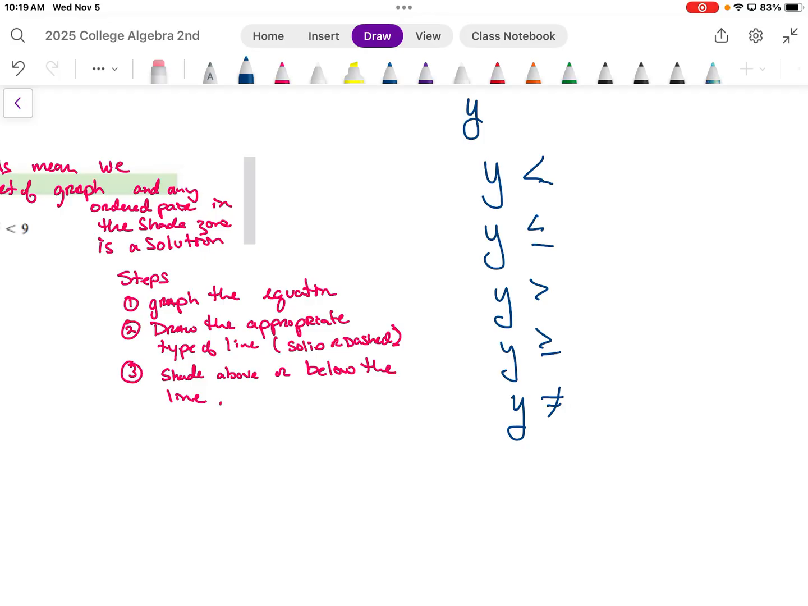Right now I have it rigged to have the y on the left-hand side so that I can say y is less than. Now, if I put the y on the right-hand side of some of these symbols, it changes to the opposite sign. How many of your teachers always taught you to keep the y on the left when you solved for slope-intercept form?